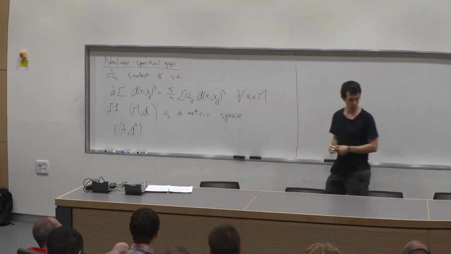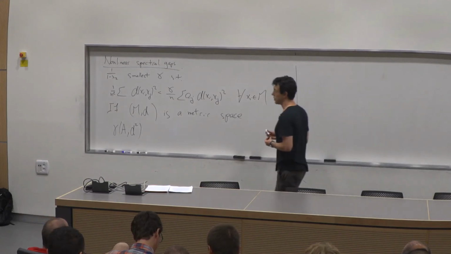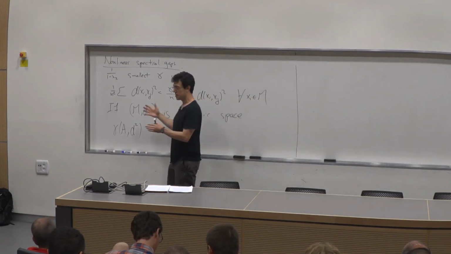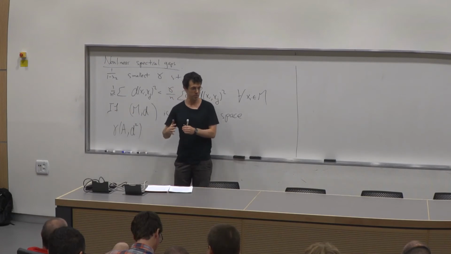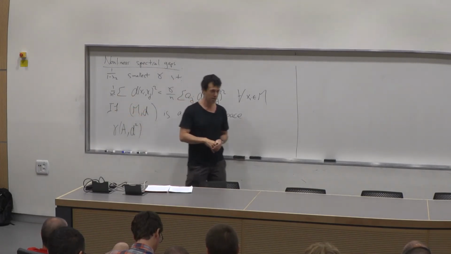That's kind of obvious when you do this exercise. This is a natural thing to look at, and this turns out to be extremely rich. Things can have certain spectral gaps with respect to certain isometric spaces and completely different answers with respect to others.